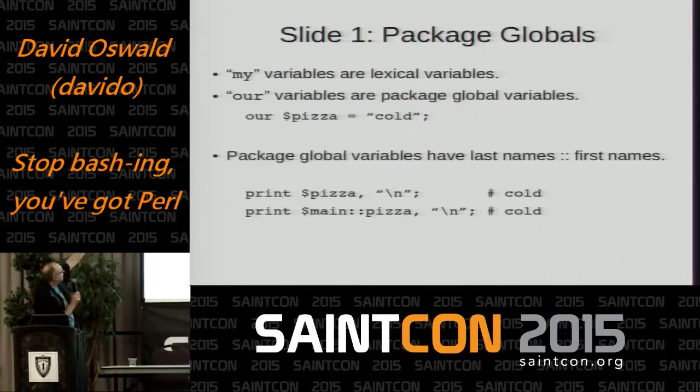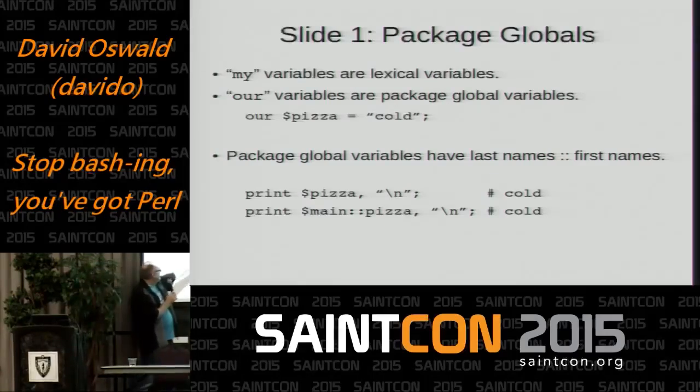My variables are what we call lexical variables, and our variables are what we call global variables. Package global variables have last names and first names. The first name is pizza, and then the last name is the package that it lives in, main. That's slide 1 of package globals.